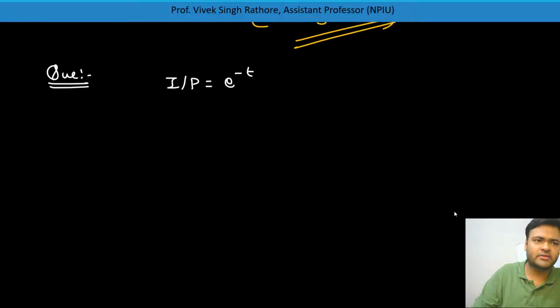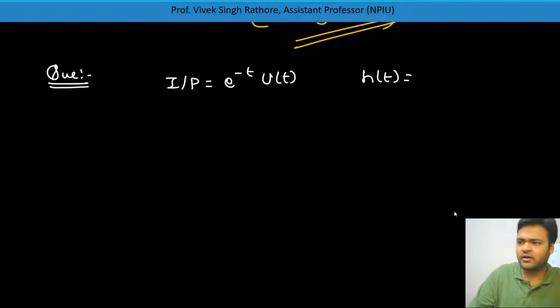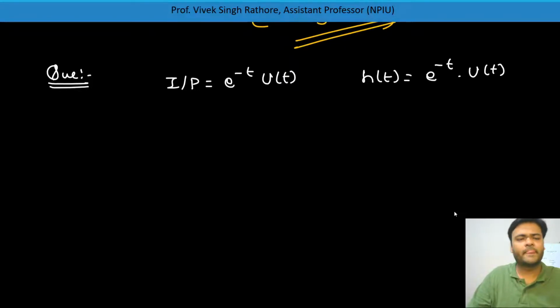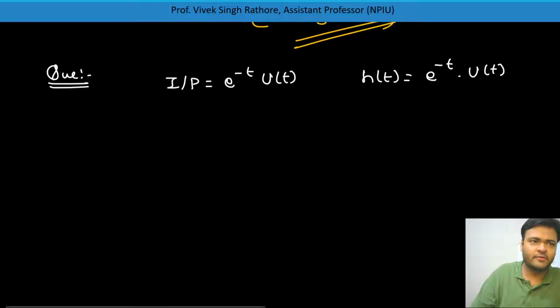So we'll take one more example, where your input is given as e to the power minus t into u(t). Let's suppose another signal h(t) is given, e to the power minus t into u(t), same. Both are the same, and now you need to calculate the output. You know how to calculate the output. It's very easy. No need to panic for convolution.